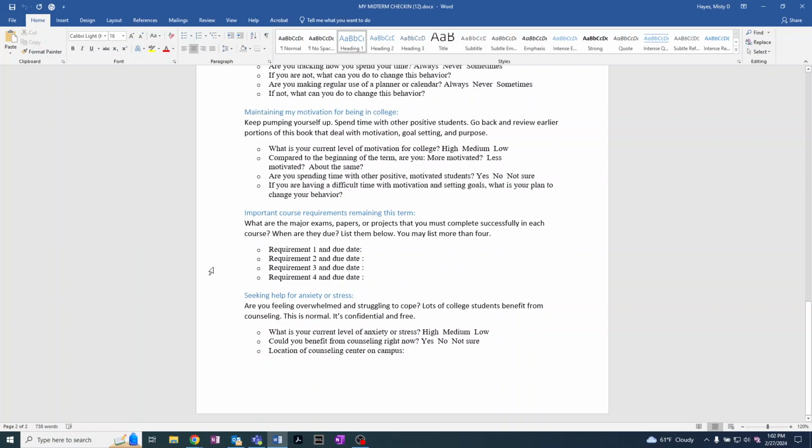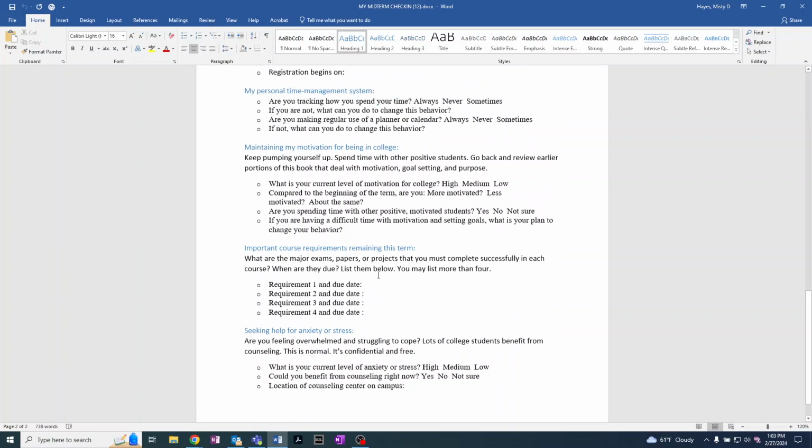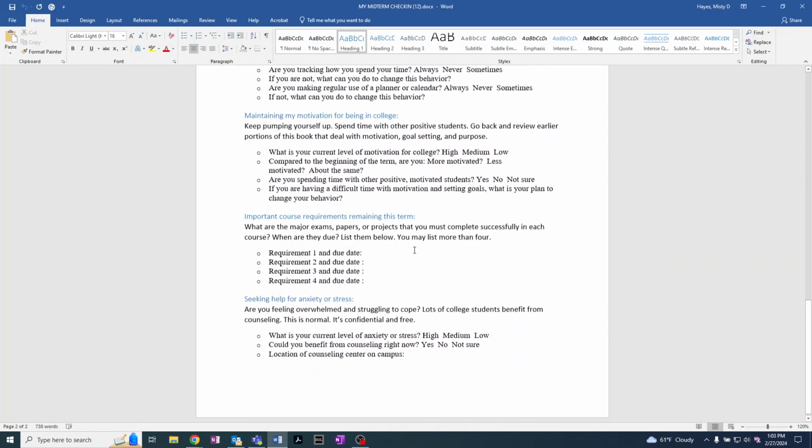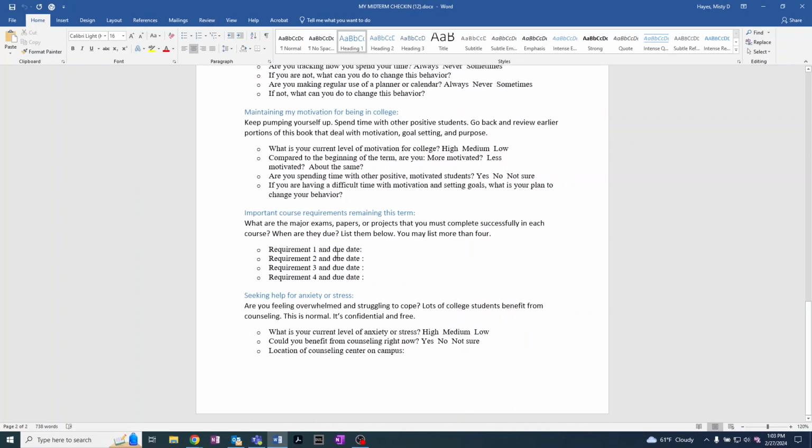The next section is talking about what kind of major requirements you have coming up. So, looking into all your courses, what are four major requirements? This could be papers, exams, presentations. When are they due? This also goes back to, are you keeping up with your priorities? So I want you to pick out four of the most important things. You may have more, but we're only going to list four and the due dates.